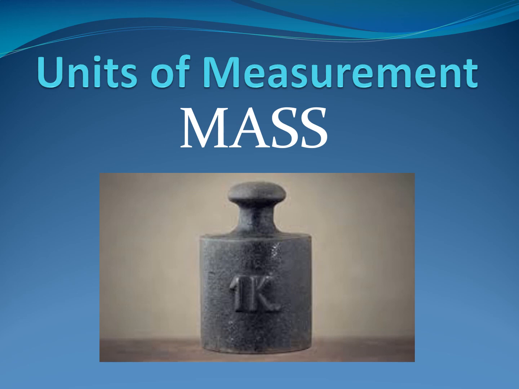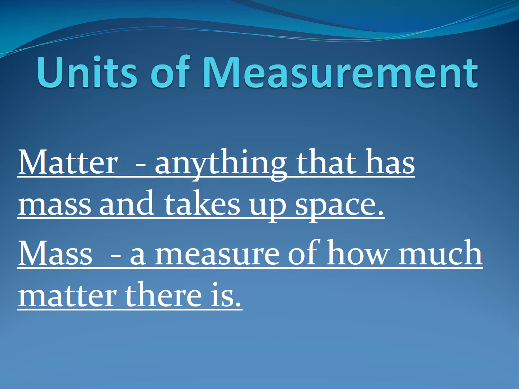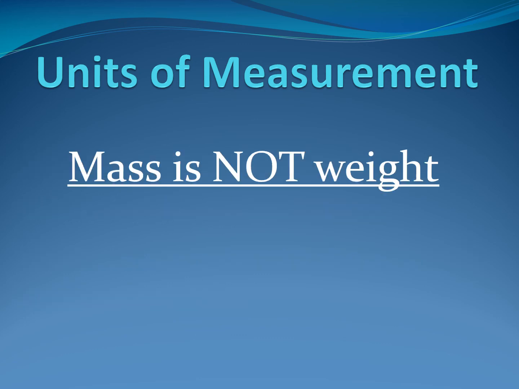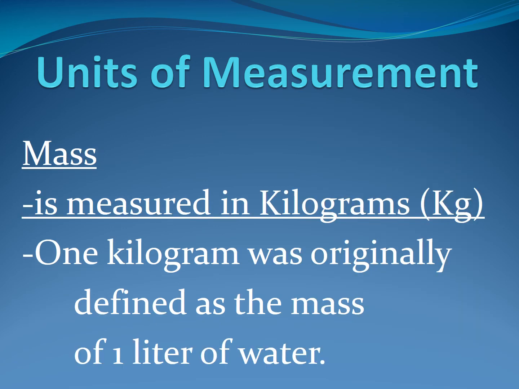The next unit of measurement is mass. Mass is the amount of stuff an object contains. This stuff is matter. Matter is anything that has mass and takes up space. And mass, on the other hand, is a measure of how much matter there is. Mass is not weight. Weight is a measure of the force of gravity pulling on a mass. So each person has a different force of gravity based on their weight. And we'll get more into that when we get into forces.